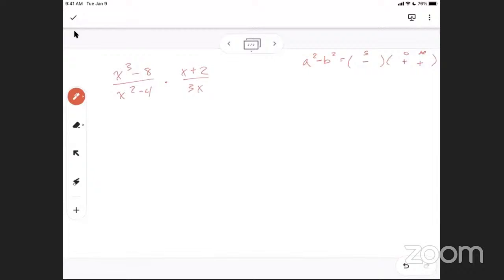Okay. And then what you're going to do is you're going to take A and put it here. You're going to take B and put it here. You're going to take A squared here, B squared at the end, and A times B in the middle. And that's how that factors. It's just a kind of a formula you have to memorize.